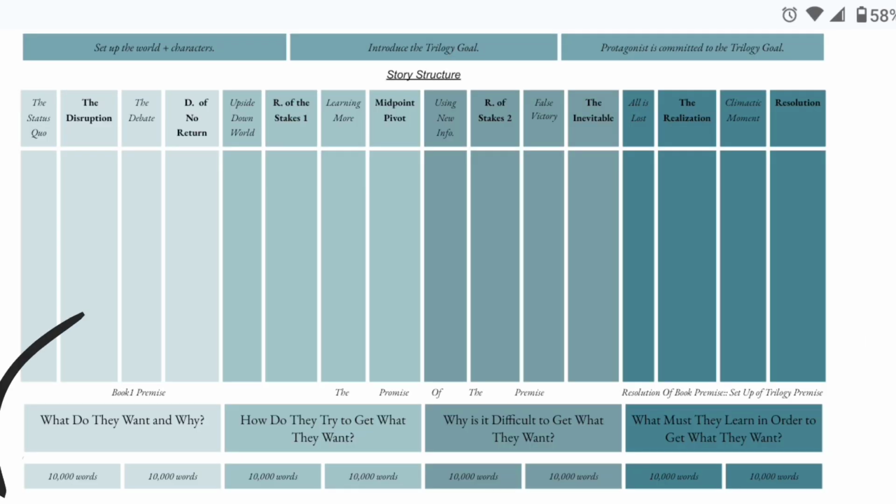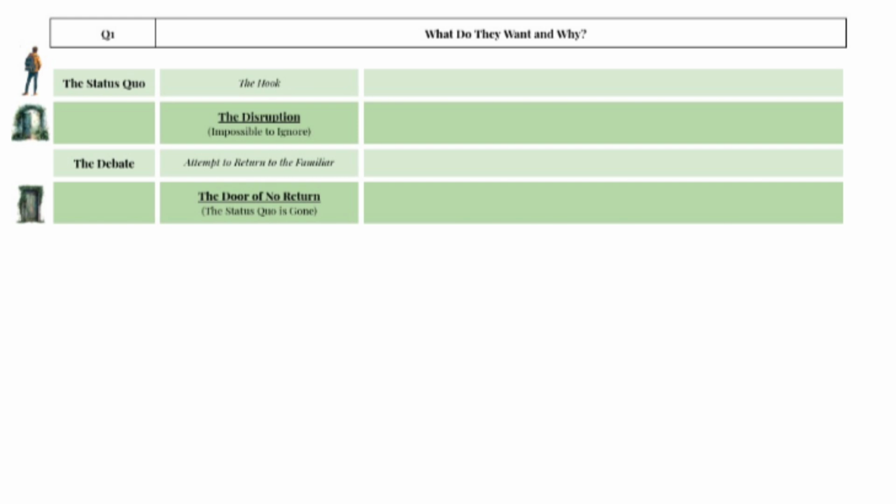So the first 20,000 words of the book, the first quarter, we're focusing on answering the question of who is the protagonist, and what do they want, and why. So this quarter is setting up the stakes for why the protagonist is going to get involved in the main storyline. So there are 2 phases, the way that I think of it, for the first quarter. The first phase is the status quo, and the second phase is the debate.